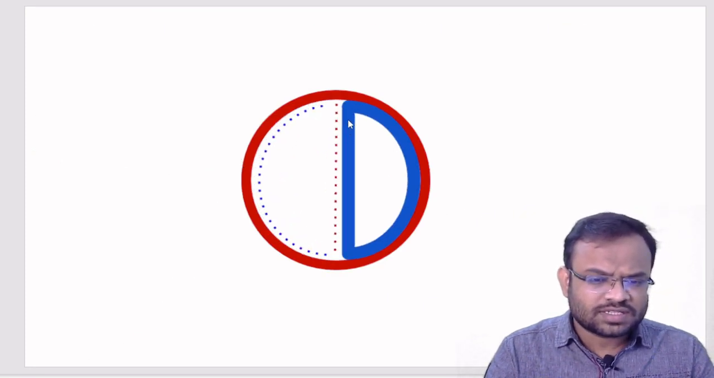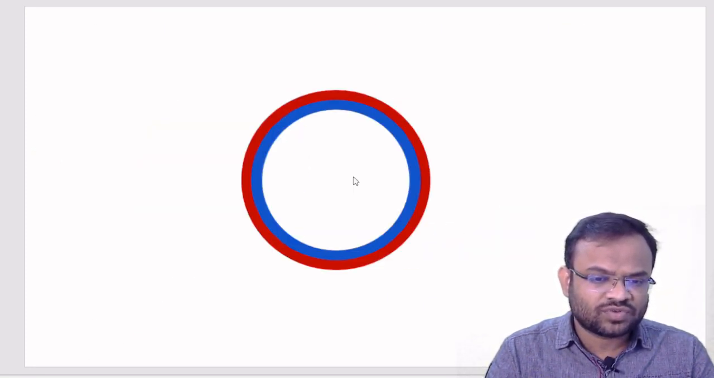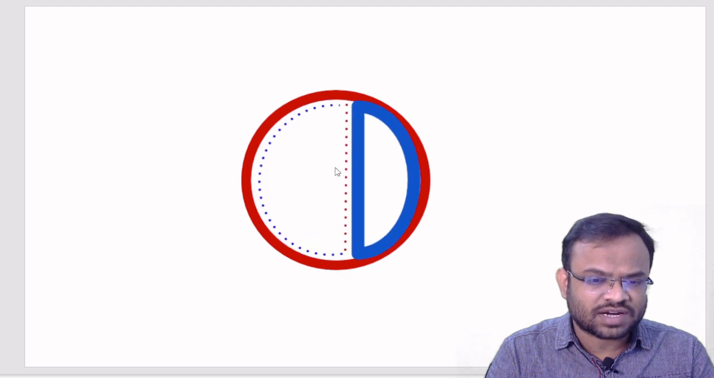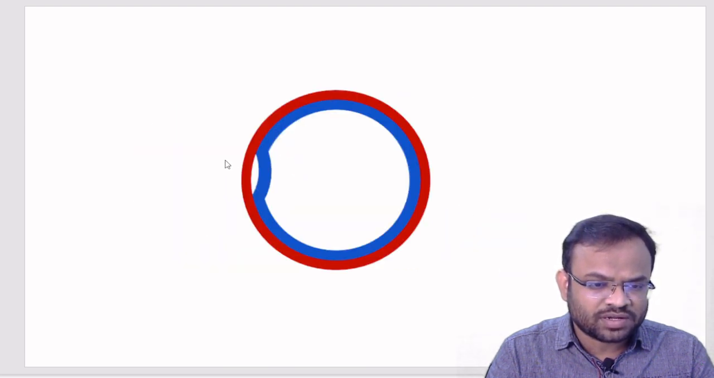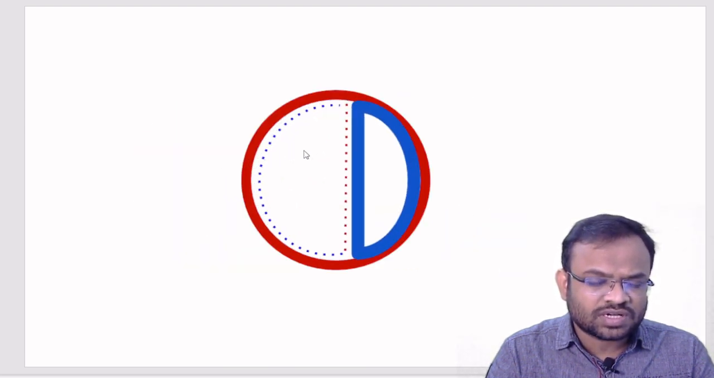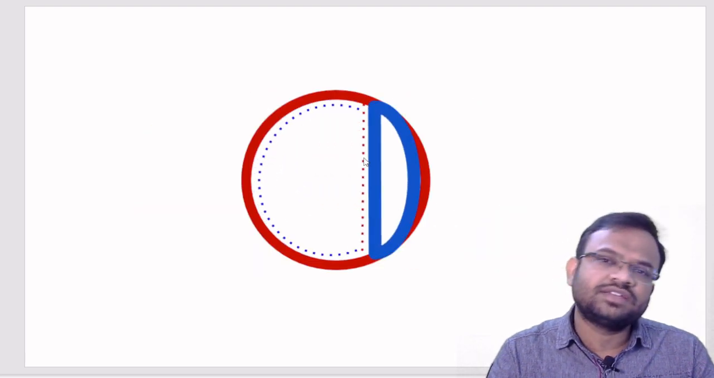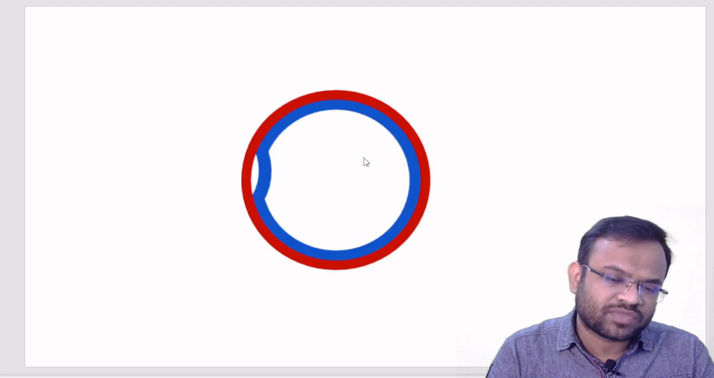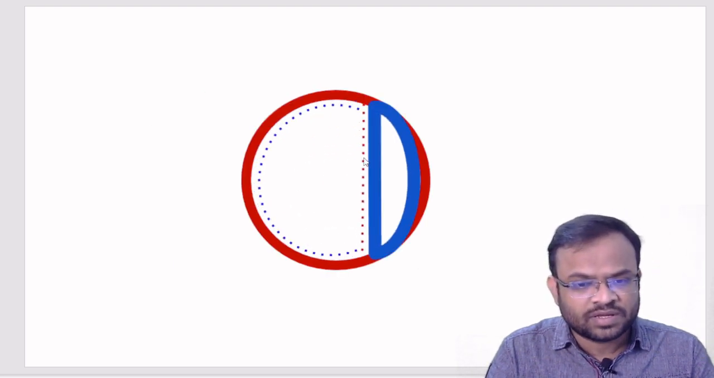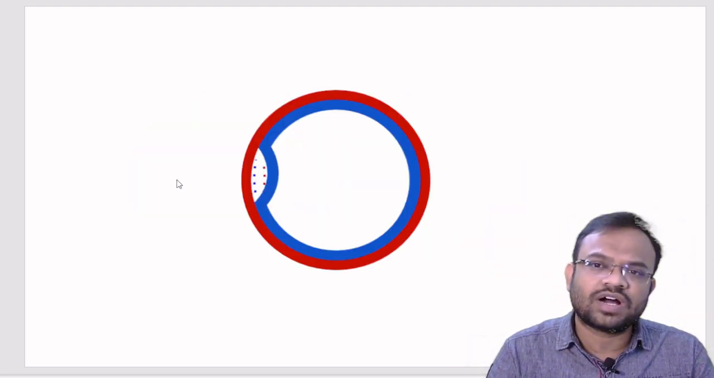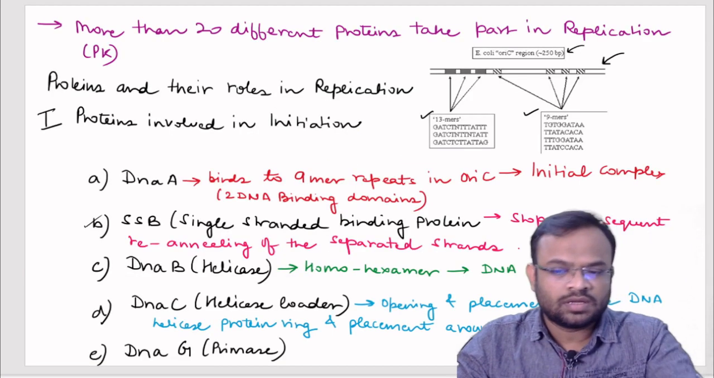This is a GIF through which you can see that replication is starting from one particular point, and then the newly formed strand is separated from the older strand. This is what you can see over here. So this is a GIF of how replication is done.